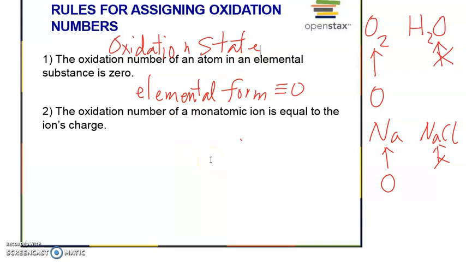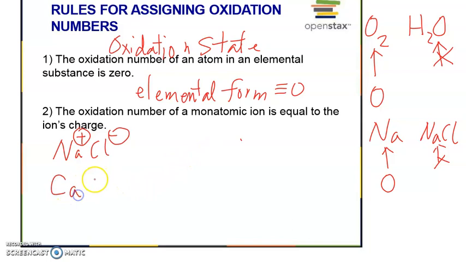Let's look at rule number 2. The oxidation number of a monoatomic ion is equal to the ion's charge. If I have sodium chloride, table salt, dissolved in water, what we get will be Na plus and Cl minus. Even if it's not dissolved in water, in any binary ionic compound, the oxidation state will be the same as its charge, because sodium will be positive 1 and chlorine will be negative 1.